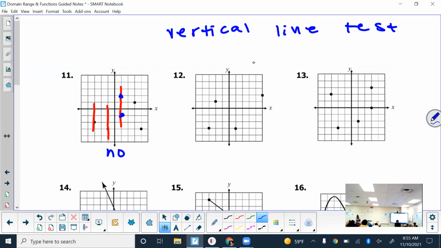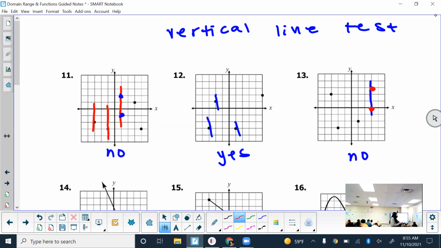Would number 12 pass the vertical line test? Yes. So is it a function? Yes, good. So I can draw vertical lines. Never hits twice. Number 13, is it a function? No. Where does it fail? At x equals 3. It has 2 different y values. Can't even see the other dot. All right. That's not okay. It's not a function.